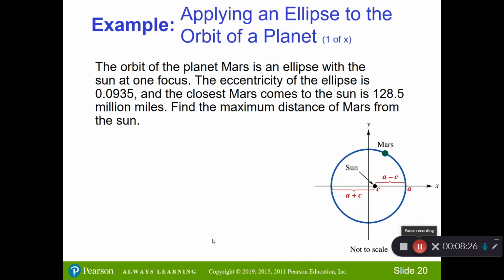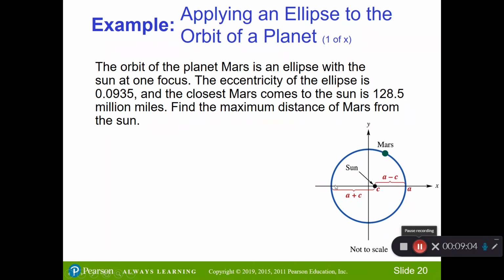Okay, so let's look at an example of an application of the conic. So suppose that we know that Mars travels in an ellipse and its closest point to the sun is 128.5. The sun is at the focus of the ellipse. Then notice this distance is a minus c, that's my 128.5. So 128.5 is this value here, a minus c. We want to find the furthest it is from the sun, the farthest it is from the sun. That would be this distance a plus c, right?